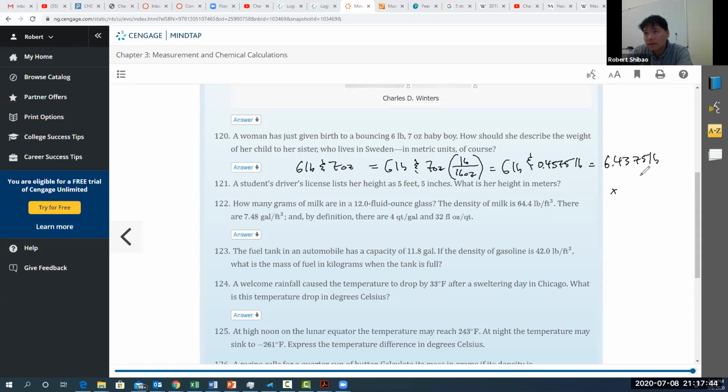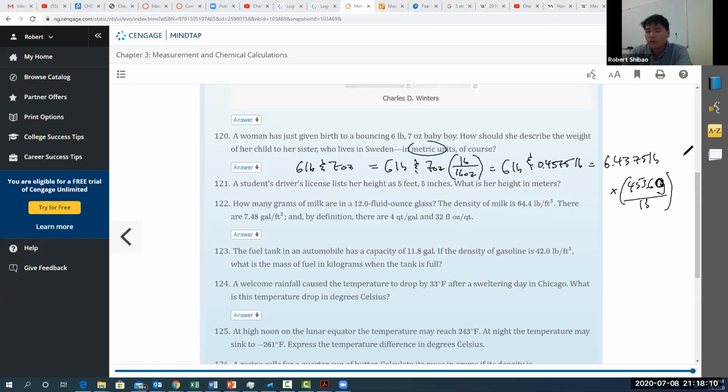I'm not done because this is an intermediate answer. Then I need to convert that into metric units, which would be grams or kilograms. I don't know what babies are weighed in, probably grams, I would think. So let's use 453.6 grams per pound, and the pounds cancel out. I'll just do the pound to gram conversion.